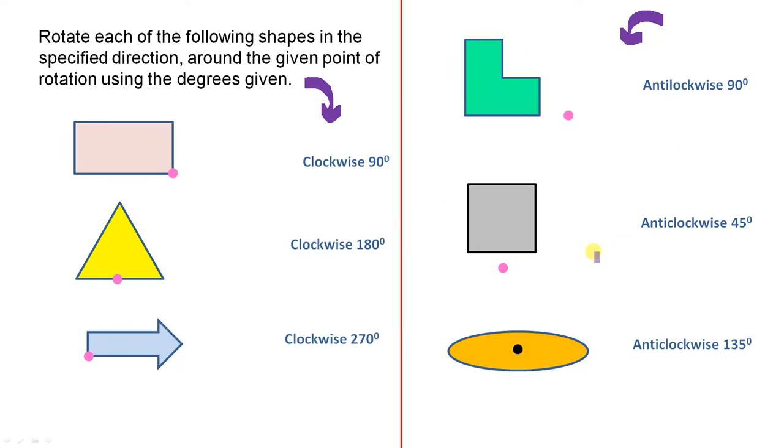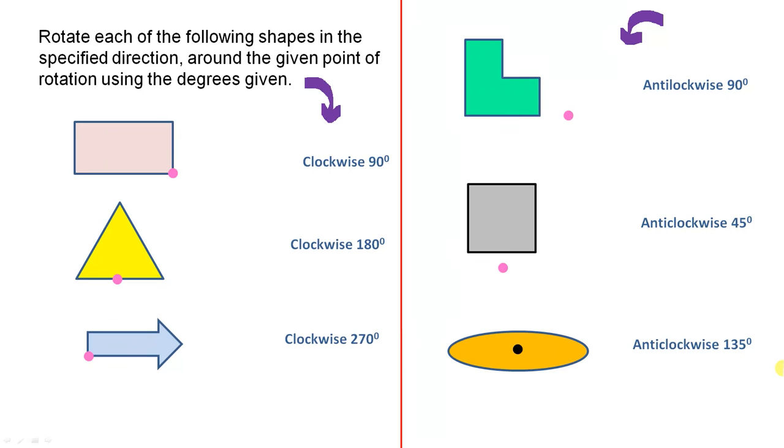And very quickly, I think we all know that's the direction we're looking at. Over here, this square is rotated in an anti-clockwise direction for 45 degrees. There's the center point there. That's the point of rotation. And over here we have this oval. The point of rotation is there. And again, the direction is anti-clockwise, and we have 135 degrees.